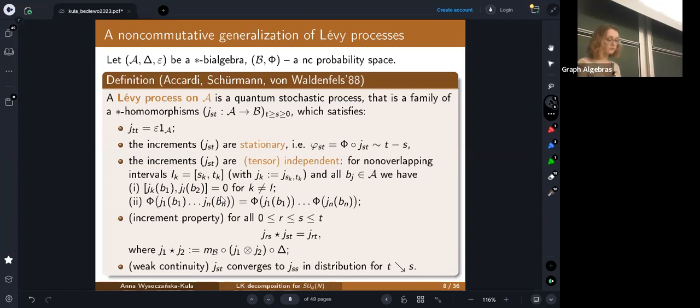So this increment property is trivially satisfied in the classical case. Here we have to impose it as one of the conditions in the definition. And again, we require some continuity condition. So these are properties that are dual to the classical properties of a Lévy process.